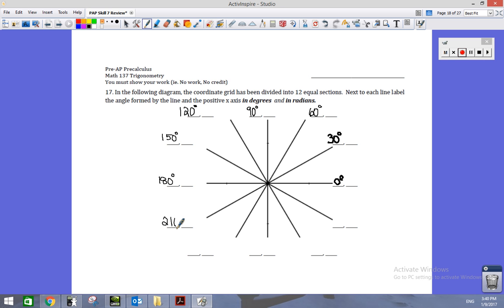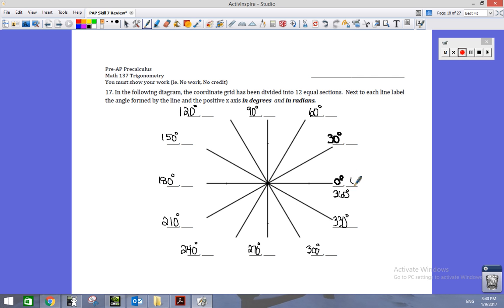210 degrees, 240 degrees, 270 degrees, 300 degrees, 330. And then we're back to 360, right?